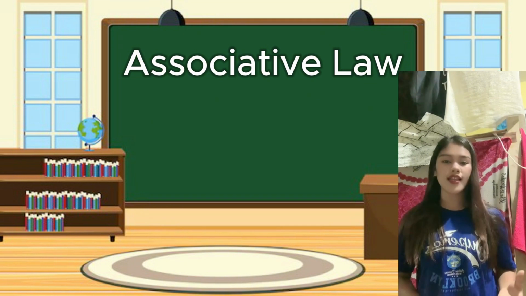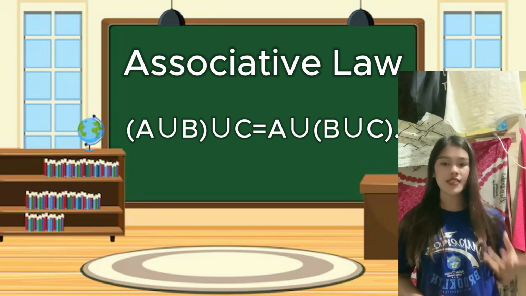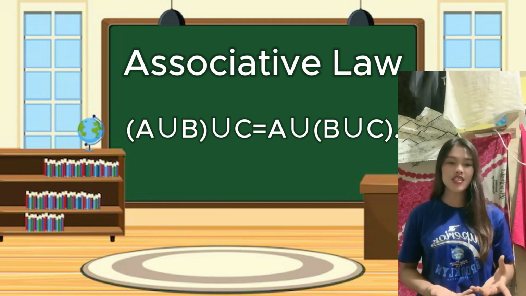And the second one is associative law, as we can group elements in union or intersection however we like, such as (A union B) union C equals A union (B union C). And the third one is distributive law.